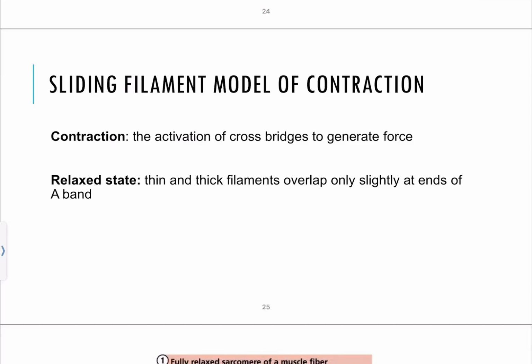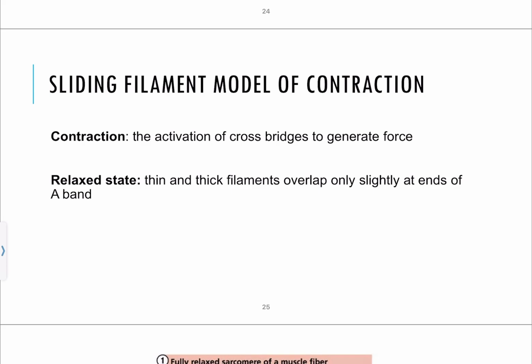Okay, so let's introduce the sliding filament model of contraction. Basically, when we talk about contraction of skeletal muscle, we're talking about the activation of cross bridges. Those cross bridges are the sites that are actually going to be generating force. A cross bridge, if you remember from the previous lectures, is formed between those myosin heads and the actin subunits on the thin filaments themselves.